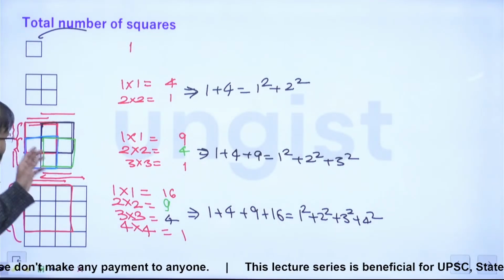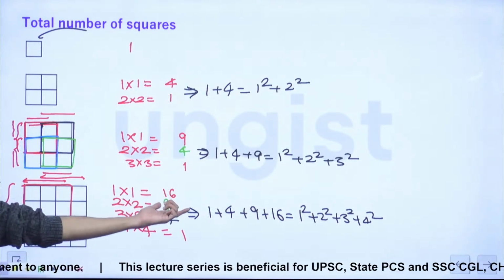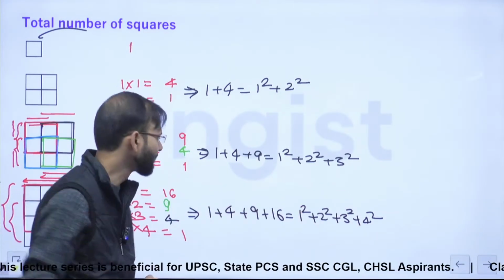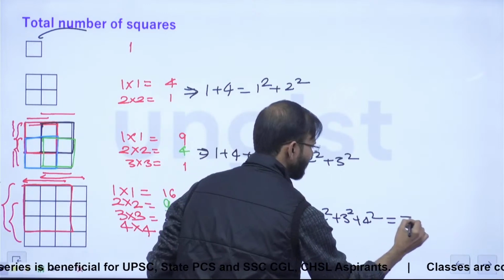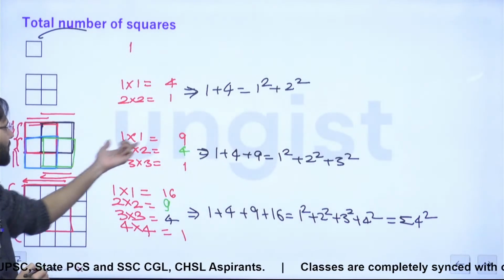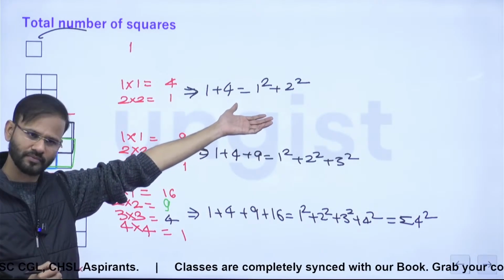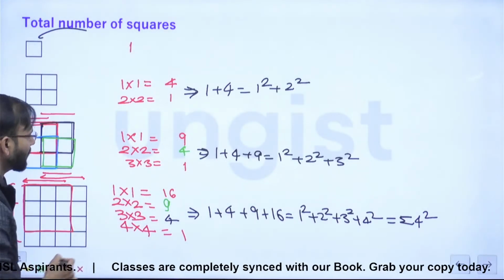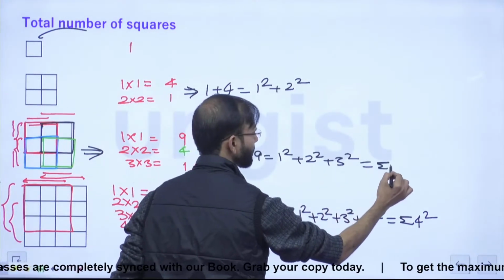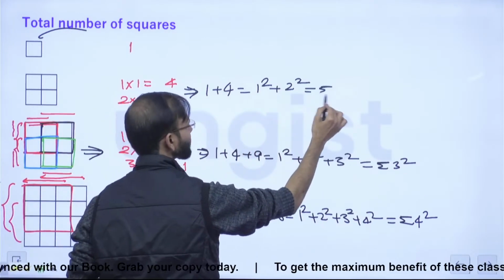So if this will be n by n order square grid, right? When it was 4 by 4, the answer is like 1 square plus 2 square plus 3 square plus 4 square, which is sigma 4 square. So guys, when this is 3 by 3, it is sigma 3 square. When this is 2 by 2, it is sigma 2 square.